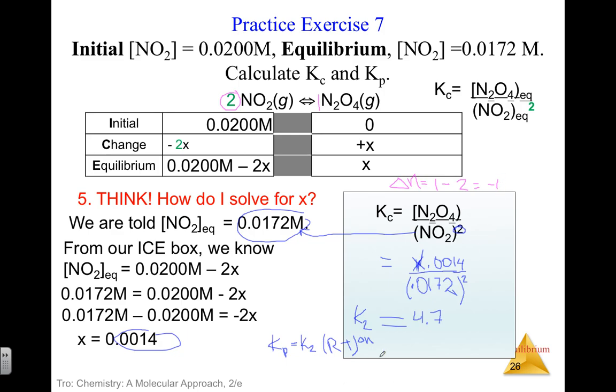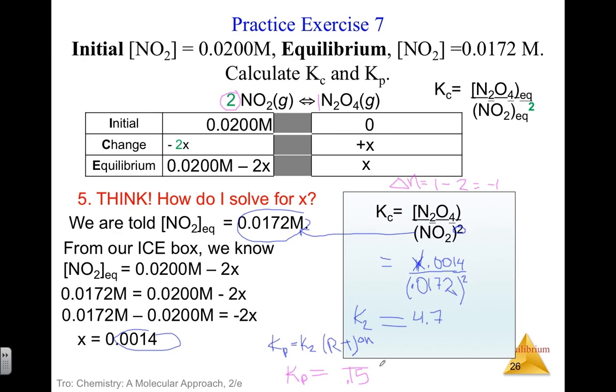So go ahead, solve for this. So 4.7 times parentheses 0.08206 times our temperature in Kelvin, which was given in the initial problem as 100 degrees Celsius. That would be 373. And our exponent will be -1. Negative just tells us that there are fewer moles of gases in the products than in the reactants. Plug that into your calculator. Pause if necessary. Okay, the Kp value that I got was 0.15.